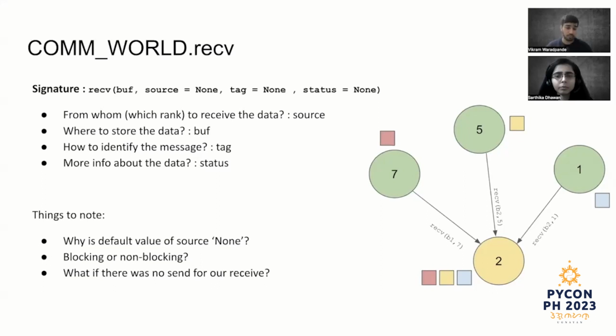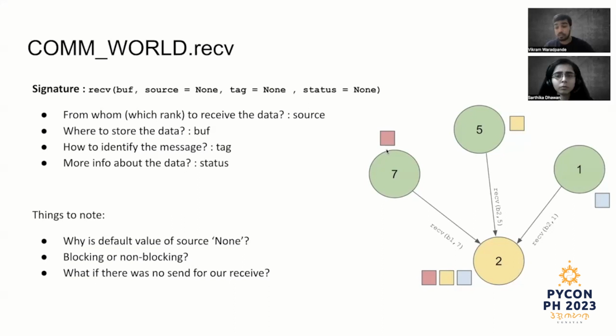So you can think of status as aggregating all the information, like the source and the tag. And now you can also see that source has a default value of none, meaning it's perfectly fine if I do not specify a source. That's because if I do not specify a source, it would just receive a message from any process that has sent a message to the receiving process. So in this diagram, we can see that the process 2 or the node 2 executes a receive b1 comma 7. So it receives data from 7, similarly from 5 or from 1.